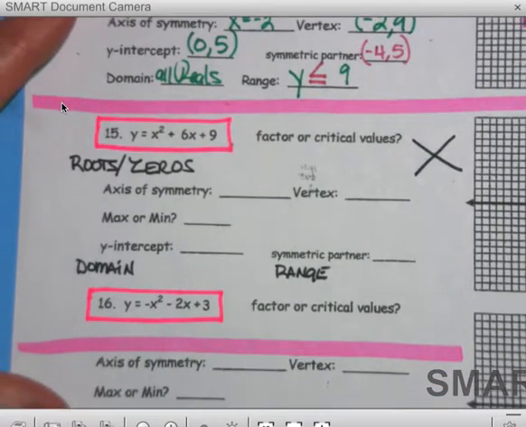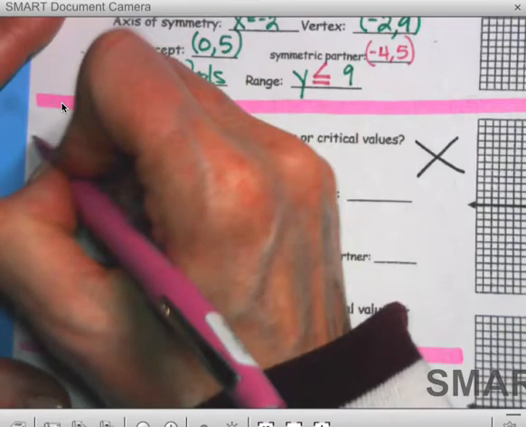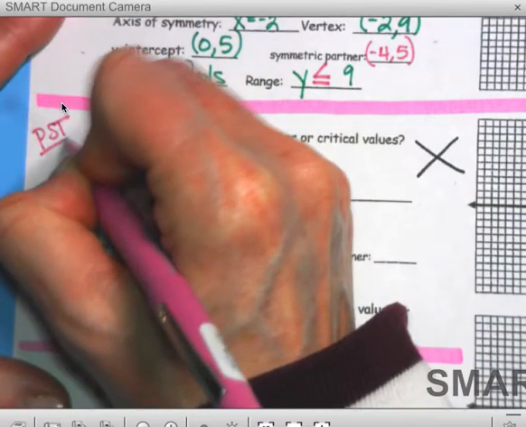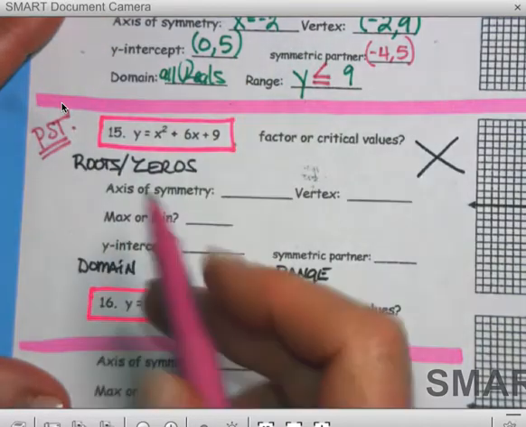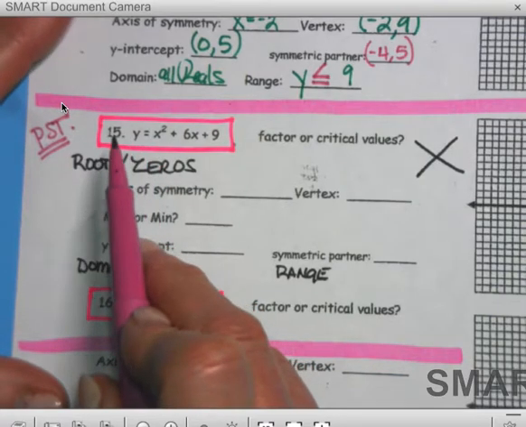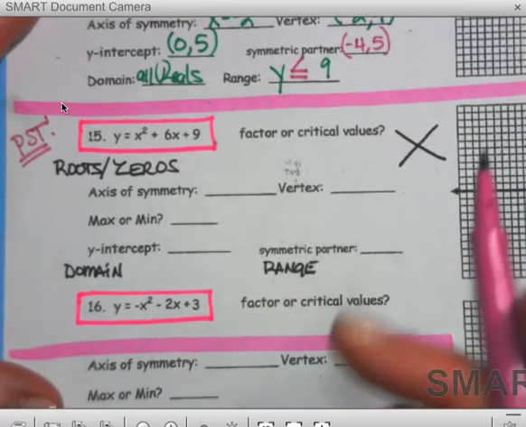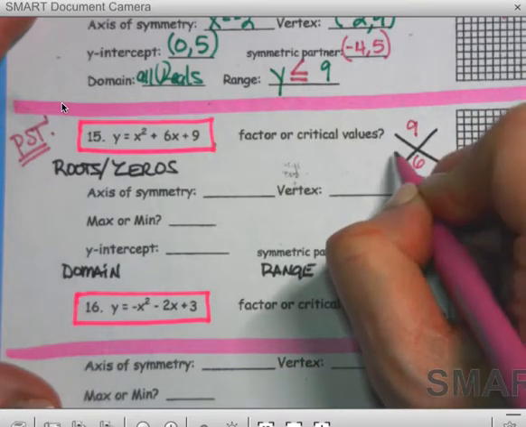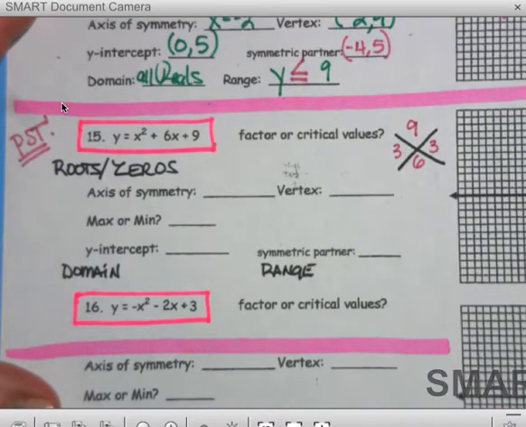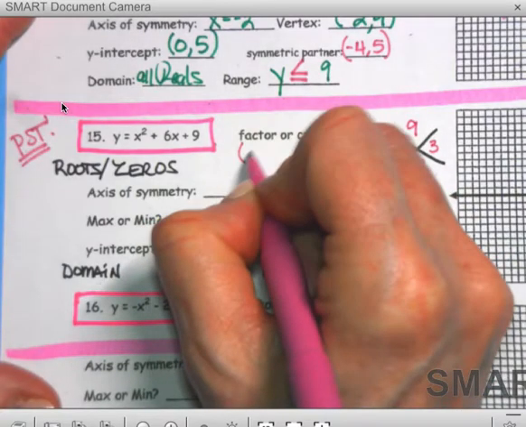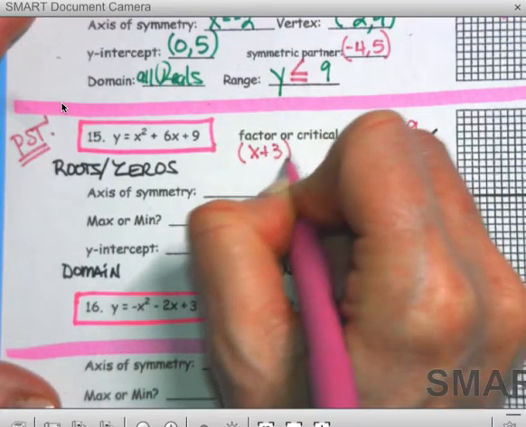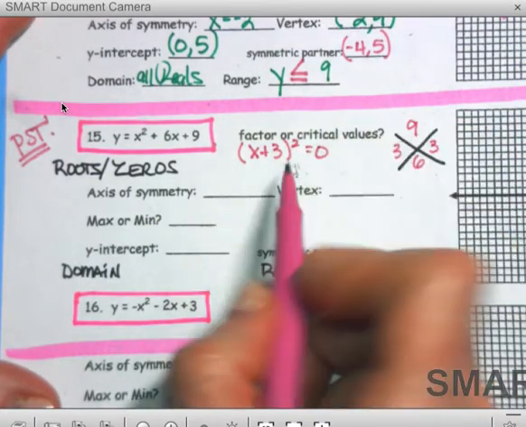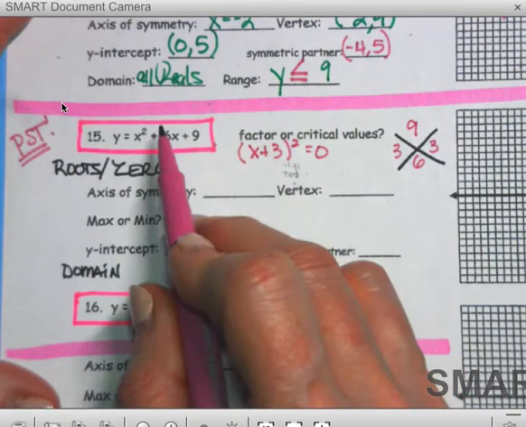So number 15 is the perfect square trinomial pattern. And for this, my lead coefficient is +1, so that means that this curve is going to open upward. It's going to be concave up. I'm looking for factors of 9 that sum to 6. It's going to give me 3 and 3. And if I were to factor this, that would factor as (x + 3)² equaling 0. If I multiplied that out, this is what it's going to generate.